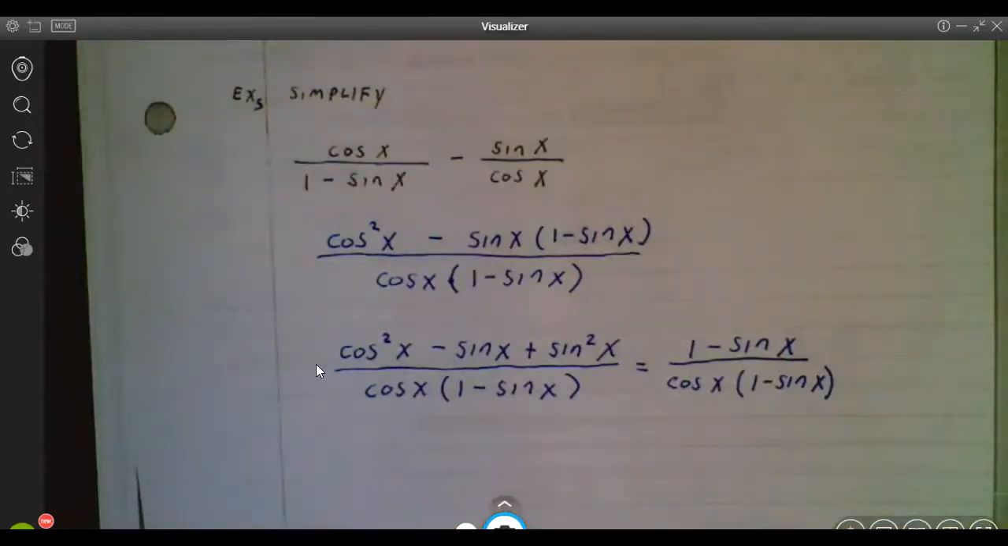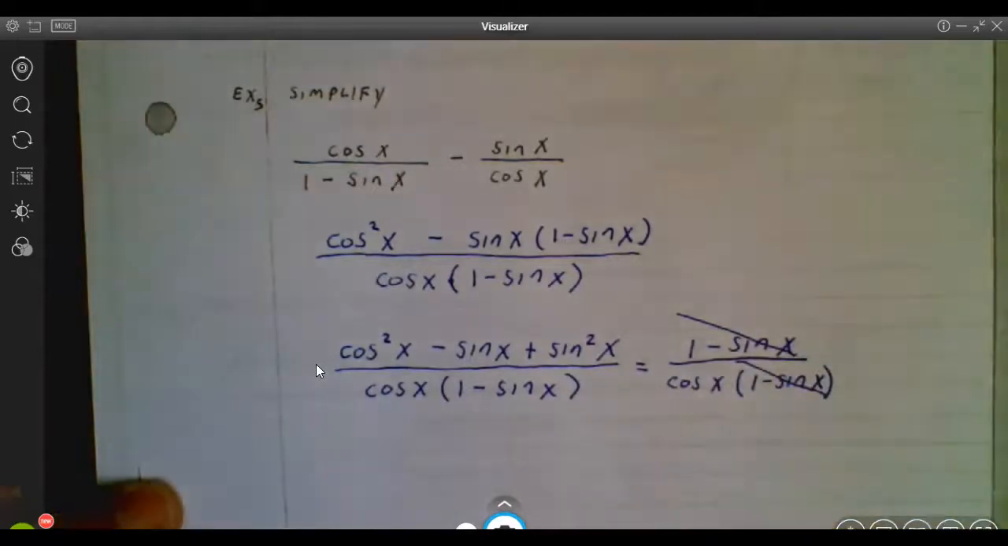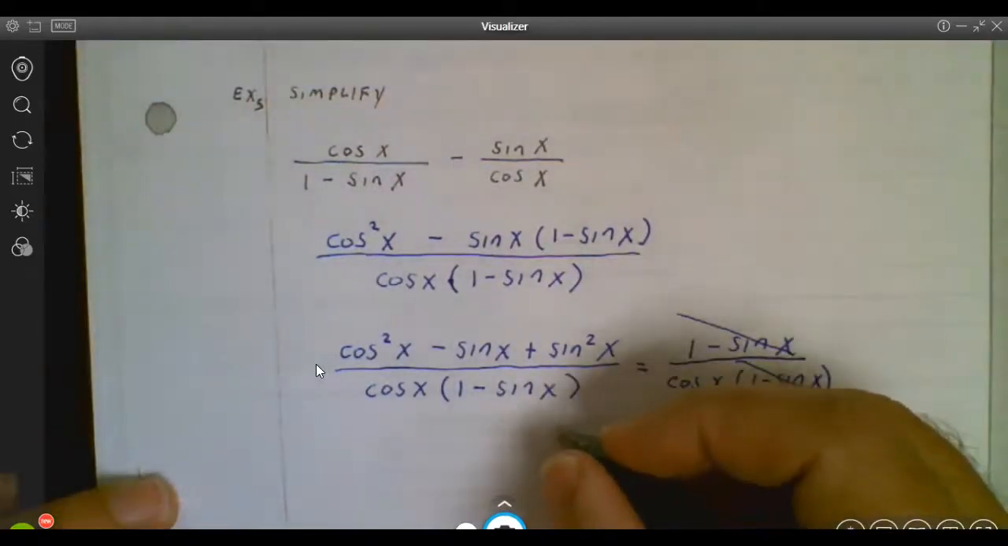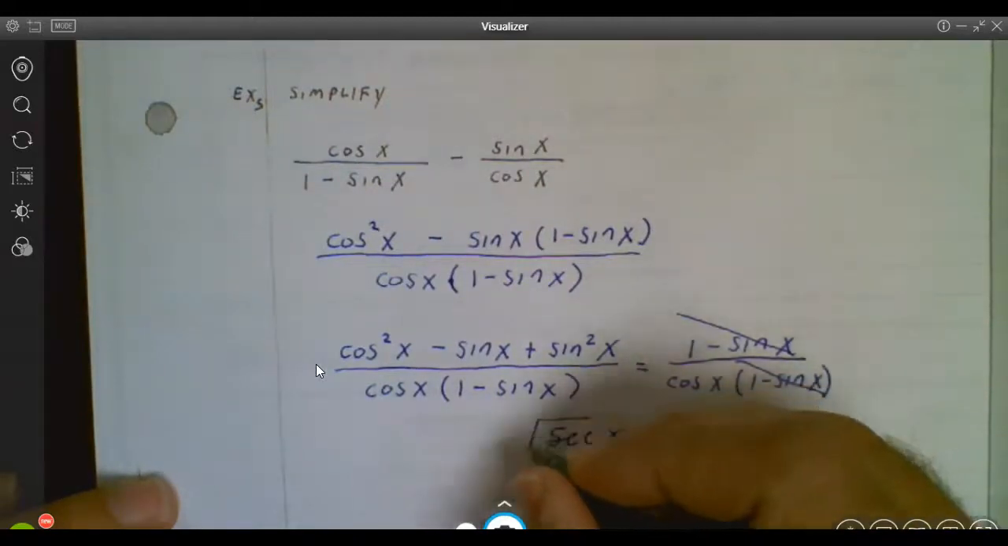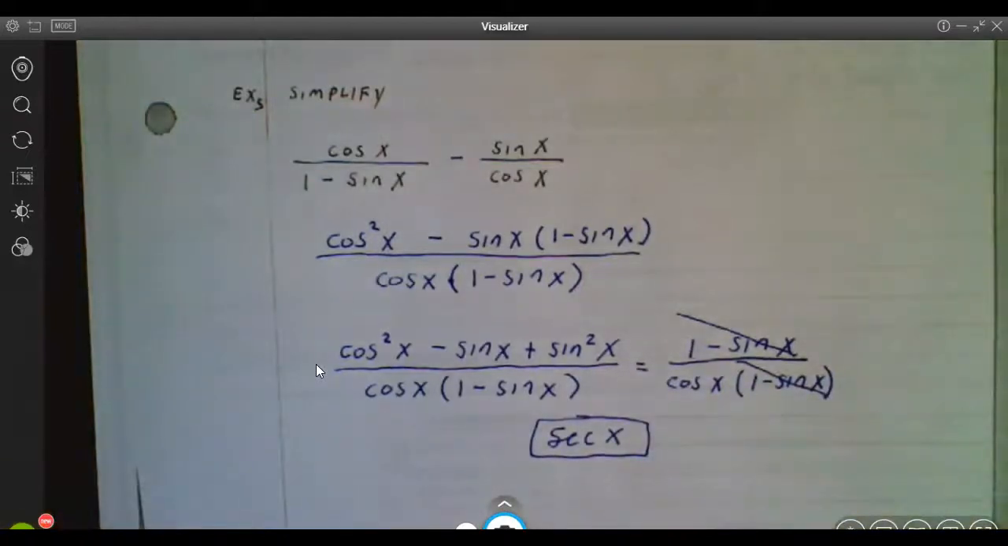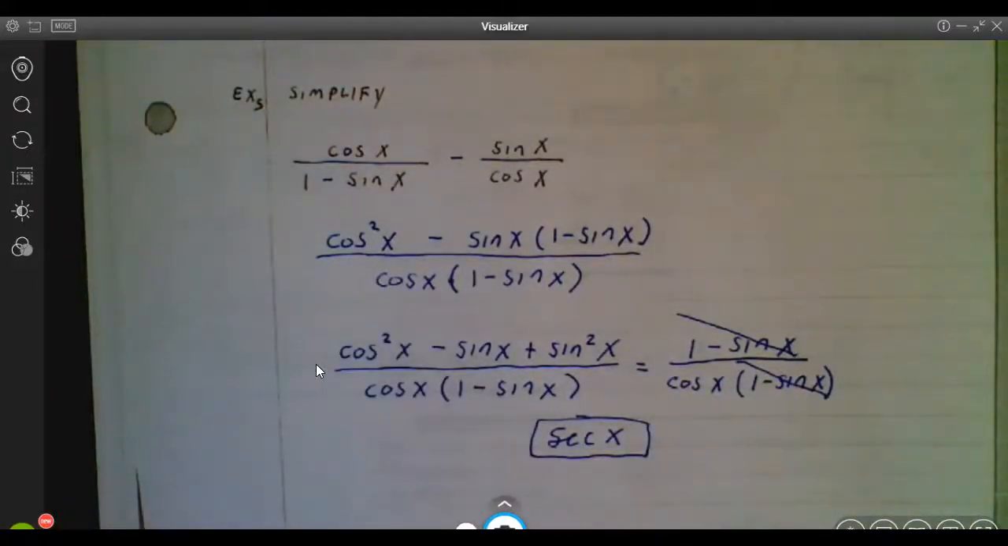Puts us right here. Now you can see the cancellation. 1 minus sine x can cancel out. I'm left with 1 over cosine, which would probably be more appropriately written as secant. I'm just trying to give you many different looks because obviously there's a lot of techniques and approaches here. So hopefully that helped with seeing multiple examples. But that's it for part 1.